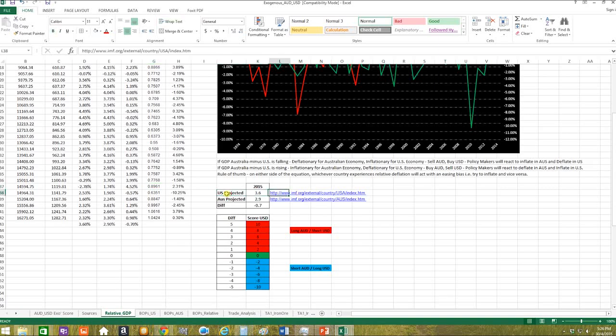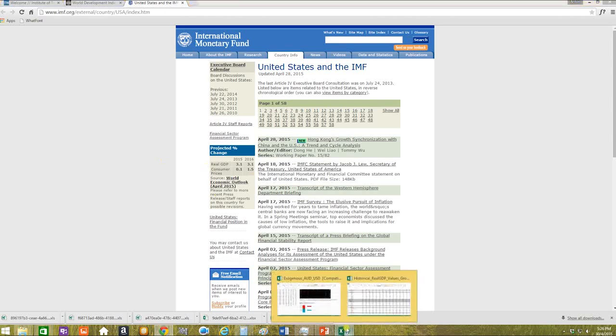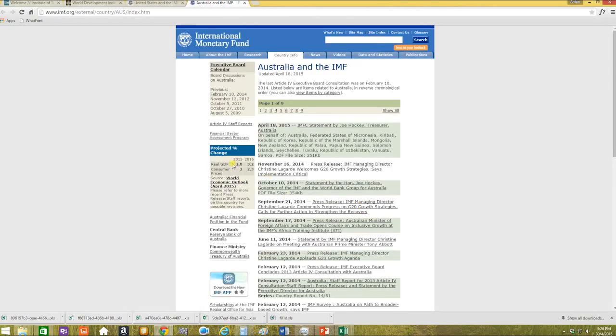So this is when we put all of these numbers together for you. Now, to get these projected numbers, all you have to do is go to the IMF links that we've provided. They're also in the sources tab. And you can see here the projected percentage change as set by the IMF for 2015 real GDP growth in the United States is 3.1%. So you can get that for every single country as well. And if you go to Australia, this opens up automatically and shows you 2.8.